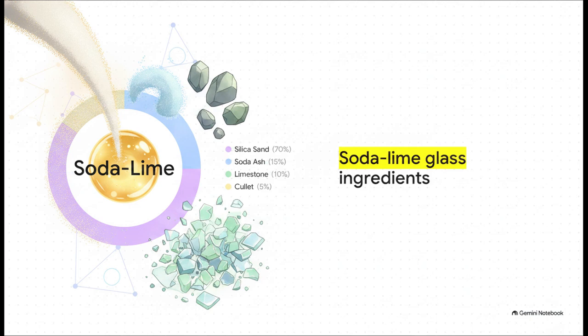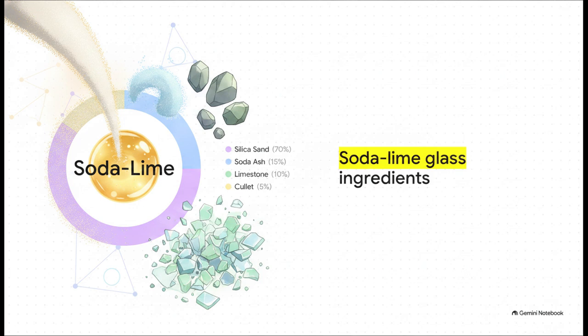In Dr. Chem's experiment, we get to explore the surprisingly specific, almost baking-like recipe required to manufacture standard soda-lime glass. And by the way, this makes up about 77% of all commercial glass out there. Now, we kind of just think of glass as melted sand, but it's actually a highly precise mixture.